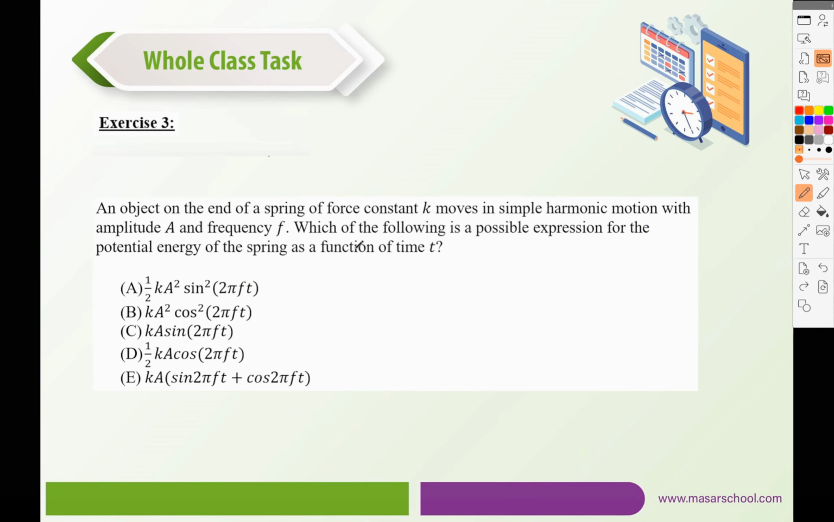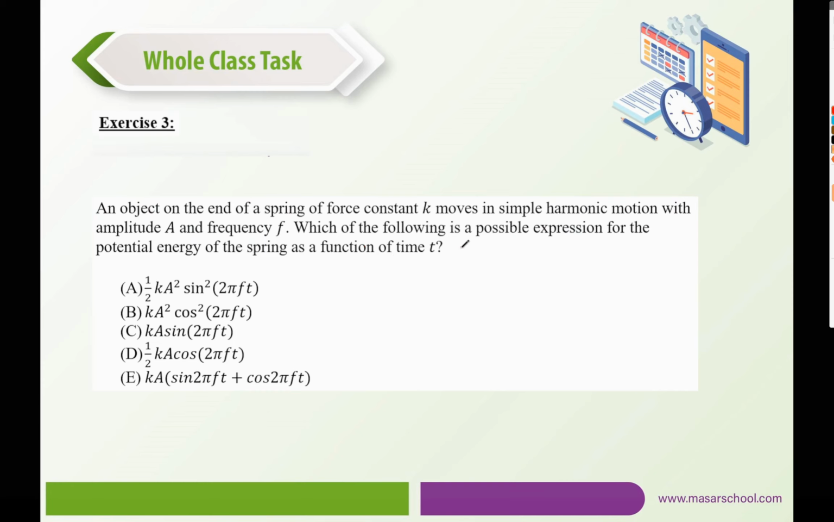Now an object on the end of a spring of force constant K moves in simple harmonic motion with amplitude A and frequency F. Which of the following is a possible expression for the potential energy of the spring as a function of time? We know that the potential energy is given basically by half kx squared. And now the position for simple harmonic motion can be given by the amplitude A sine, where omega is 2 pi f, so we're going to represent it as 2 pi f multiplied by t.